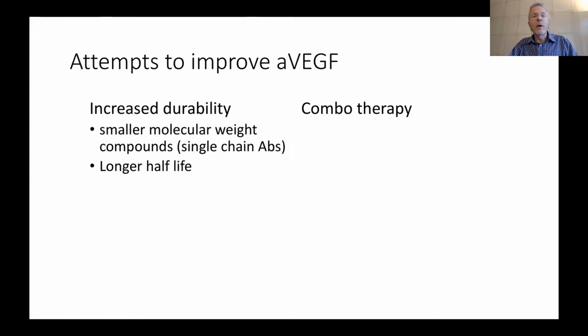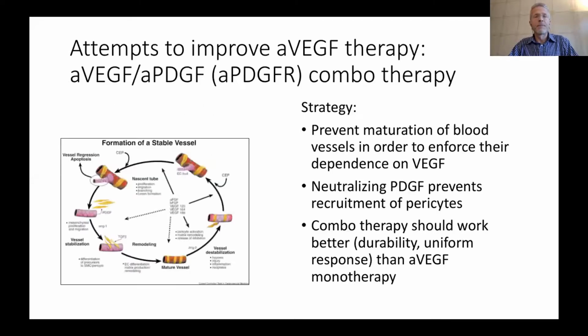Okay, so we talked about whether it's a good idea to improve anti-VEGF, and definitely there are initiatives to get that done. One of the ways to do that is to increase the durability of the drug by making a smaller molecular weight compound, for instance, single chain antibodies, and also modifying the anti-VEGF so that it would stay in the vitreous longer to increase its half-life. There's also combo therapy going on, and we're going to talk about that combo therapy in a minute. I'm just looking at the time. We're going to move along here.